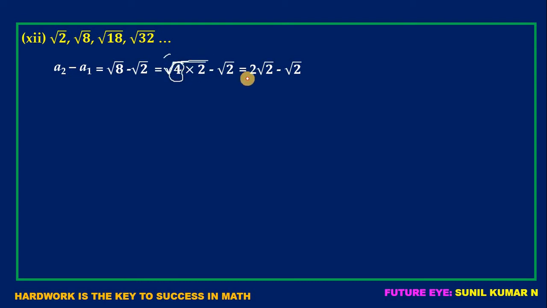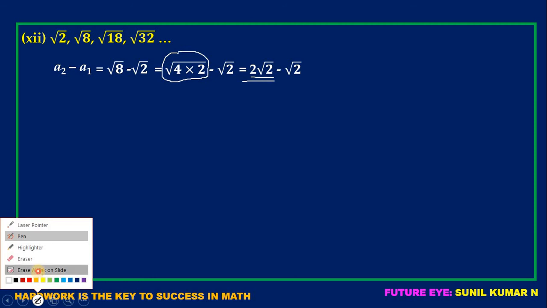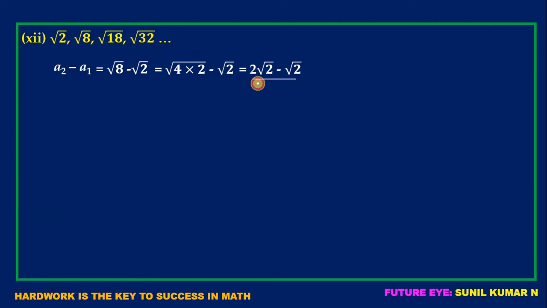Root 4 means 2, and root is present for 2 also. It means root 2 only. Hence, in the place of root 4 into 2, we get 2 root 2. And the next term you write as it is.